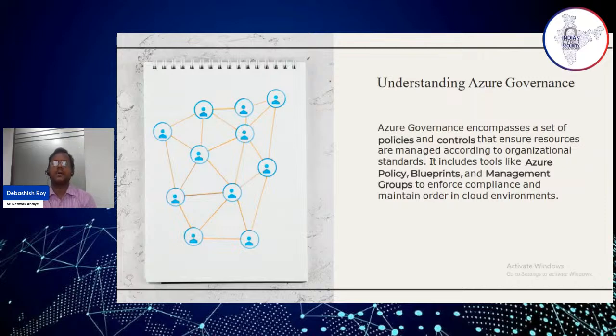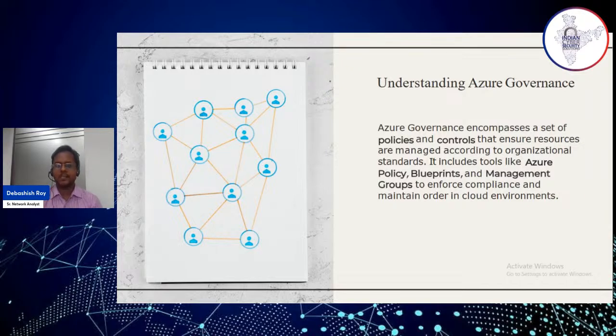So, what is Azure governance? What do you understand by that? Azure governance is actually a set of policies, like the role-based access control (RBAC) policy or IAM roles that you have. It is the set of policies and rules that controls and ensures the resources are managed according to organizational standards. So all these regulations, all these rules together are called governance.